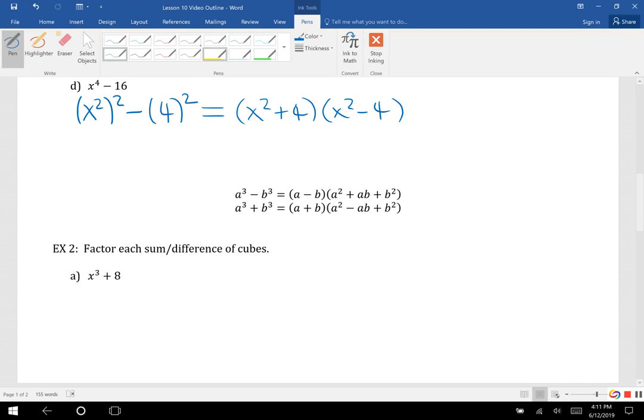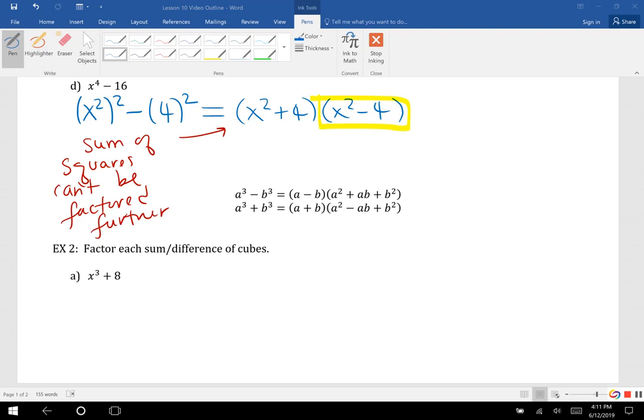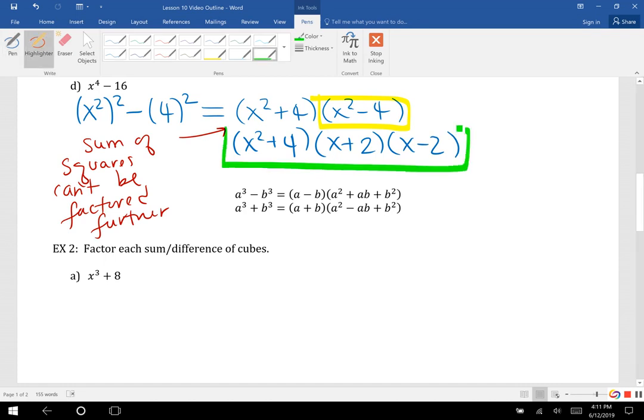And we can actually go even further with this problem because this x squared minus 4 is also a difference of squares. We can't factor the x squared plus 4 any further. There is no formula for a sum of squares. So I'm just going to copy down the x squared plus 4, but then this x squared minus 4 can be factored as x plus 2, x minus 2. And that's my final answer. So again, x to the 4th is the same as x squared squared, and that's why I was able to factor this one with that exact same pattern.